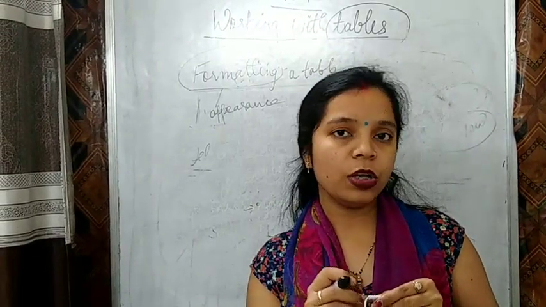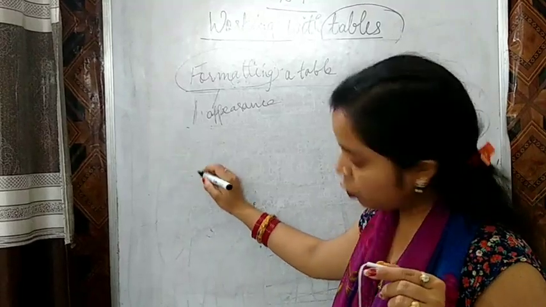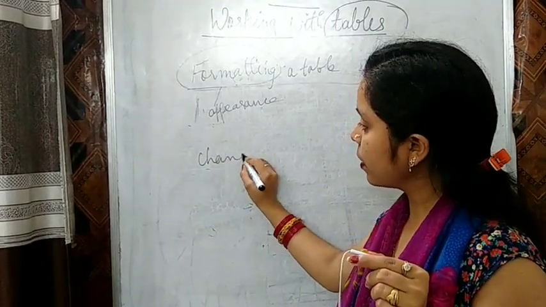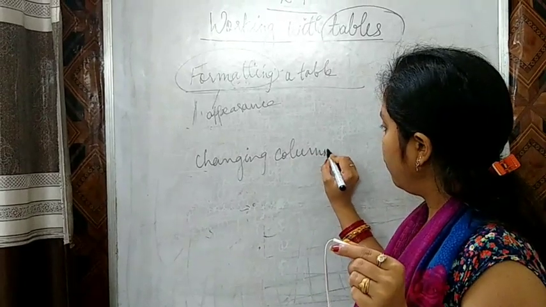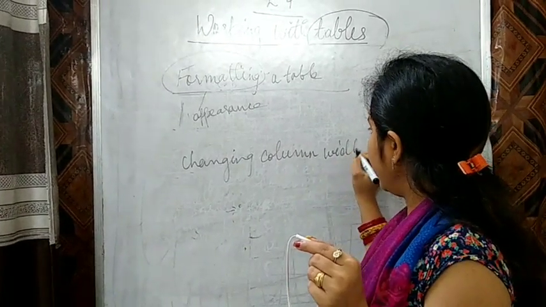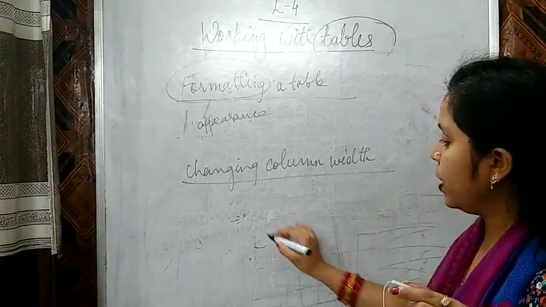That also you can do, so that I will explain you. And next topic which is given in your book, that is changing column width. You can change column width also. Column width means column or row width.